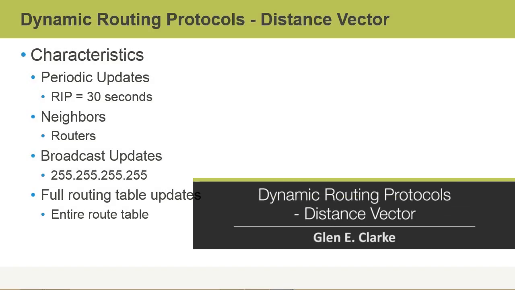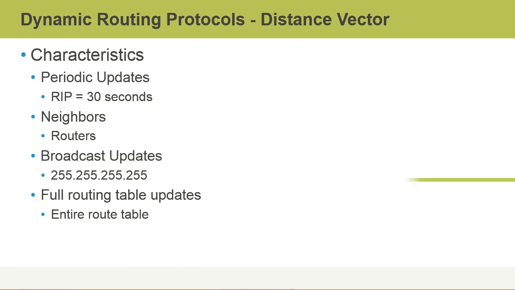In this video, we'll discuss characteristics of distance vector routing protocols. Distance vector routing protocols are dynamic routing protocols that are responsible for dynamically updating neighboring devices with routing information. These dynamic updates are periodic, so they're sent on a regular basis. For example, the RIP routing protocol sends these routing updates to neighboring devices every 30 seconds.